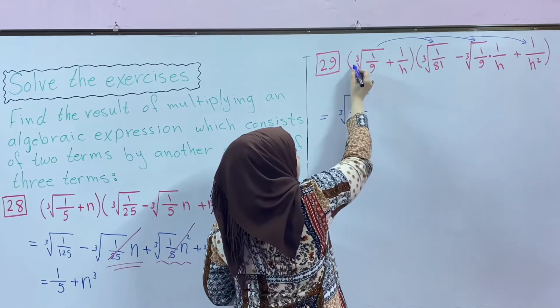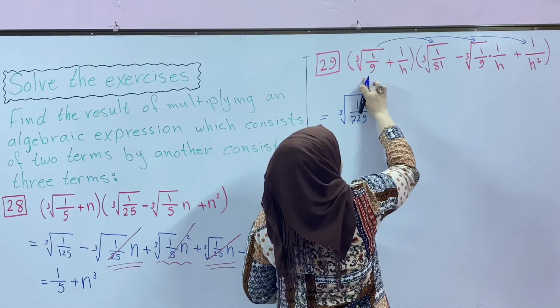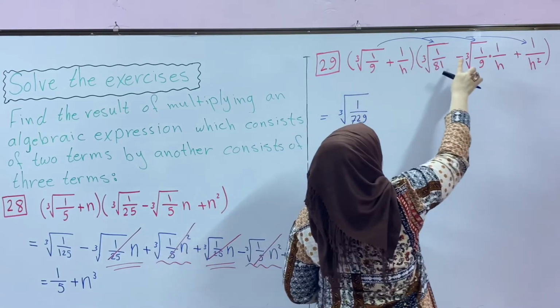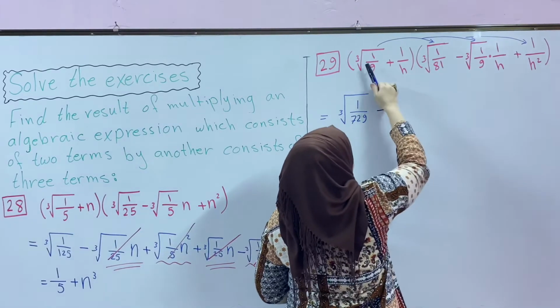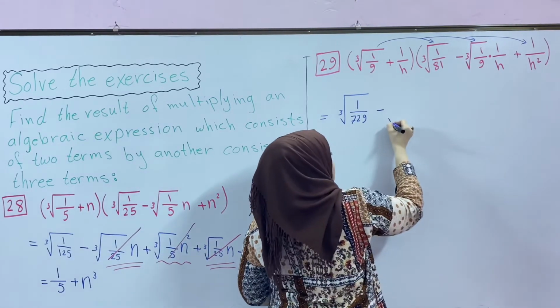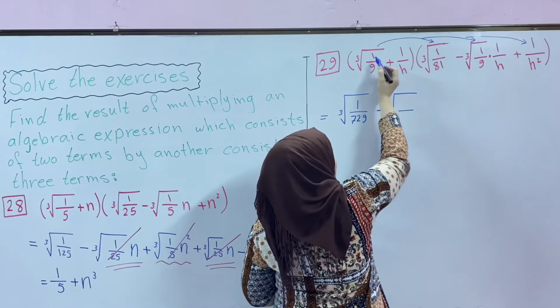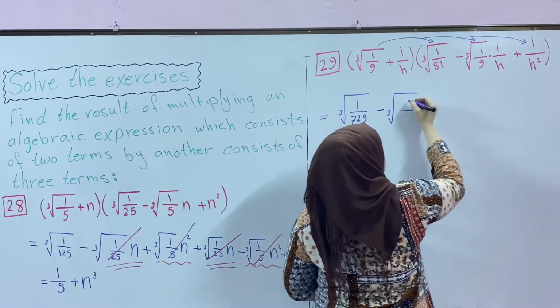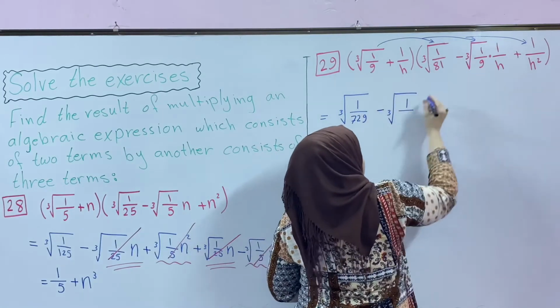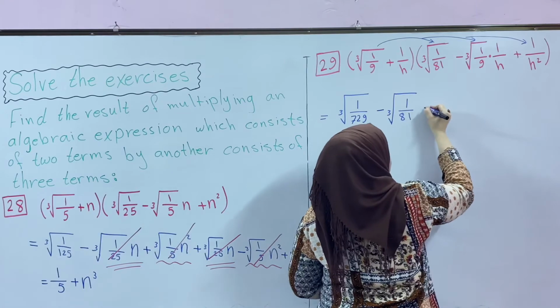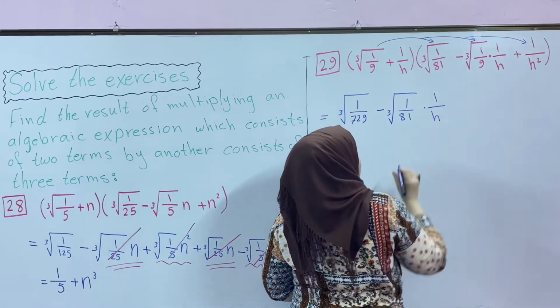This is a cubic root, and we will multiply by the second term. Positive multiplied negative, negative. Cubic root multiplied cubic root, it will be cubic root of 1 multiplied 1, 1. 9 multiplied 9, 81. 1 on h is the variable.